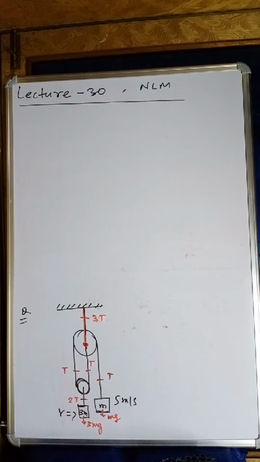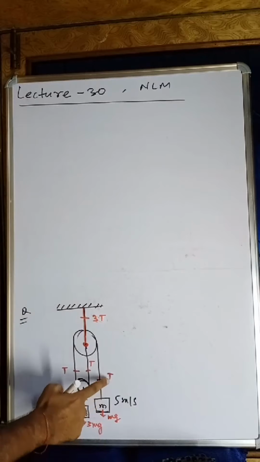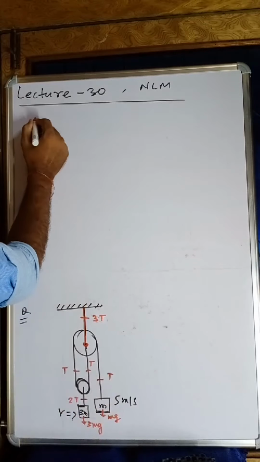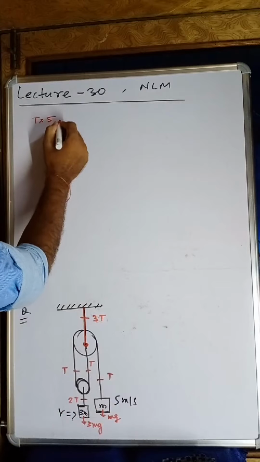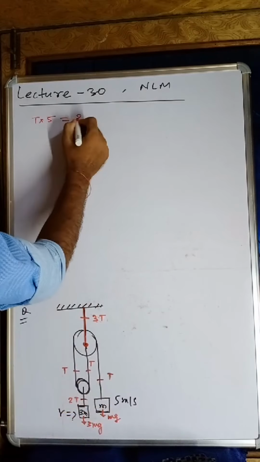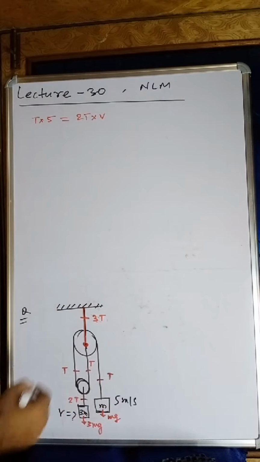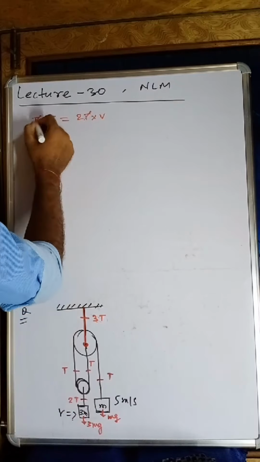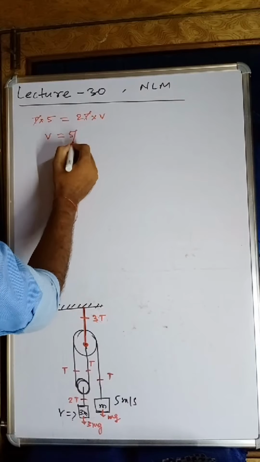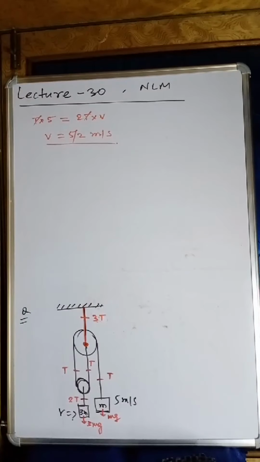Now we are going to use that relation we have studied. So we have studied here T into V. Here T into V is equal to T into V. It is how much? 2T into V that we have to find. Alright. So we have written here that T will cancel out. So V is 5 by 2 meters per second. I hope you understand. Okay.